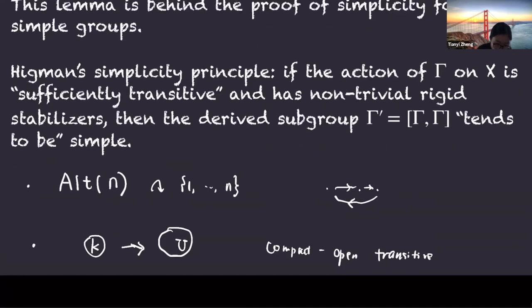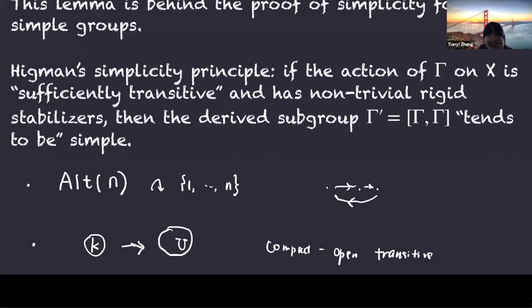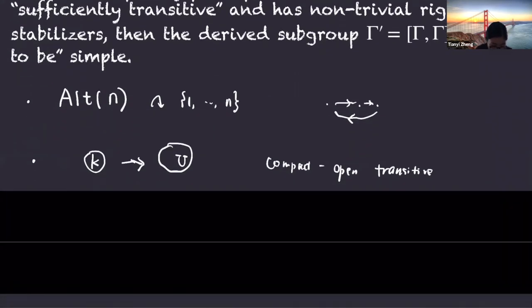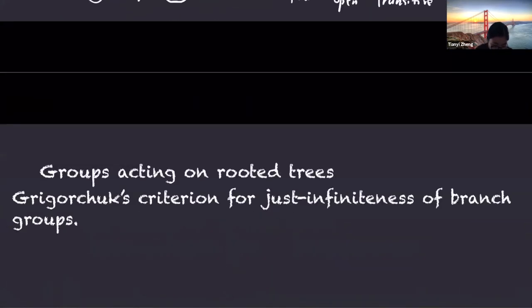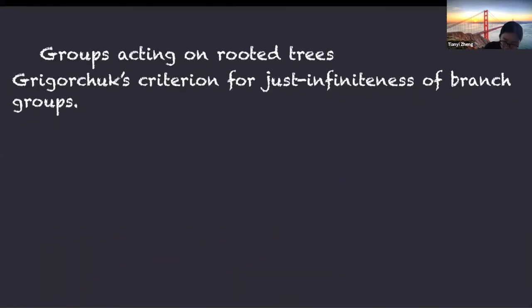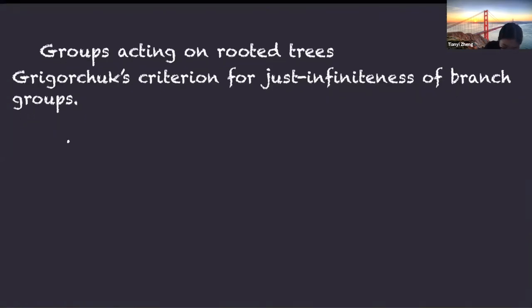One example where it's not sufficiently transitive is a group acting on rooted trees. Here you see that it's not primitive; you have blocks that naturally come with the action. By rooted tree, I just mean the rooted tree. Here I draw a rooted binary tree, and here is the root. You can consider other valency sequences as well.